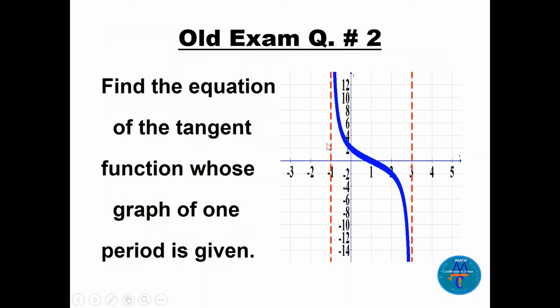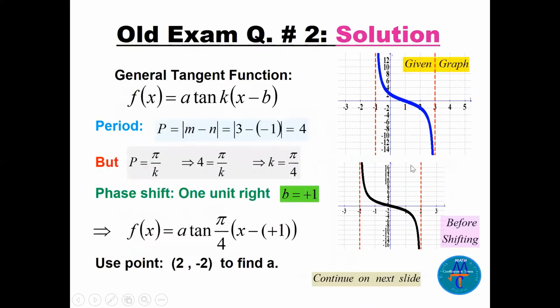Now here we have the graph of a tangent between minus 1 and 3. And then we need to find the equation of this tangent function, where this is one period. So we can look at the graph and find the period from there, between minus 1 and 3. I can use the absolute value of m minus n, which is 3 minus minus 1, so the period is 4.